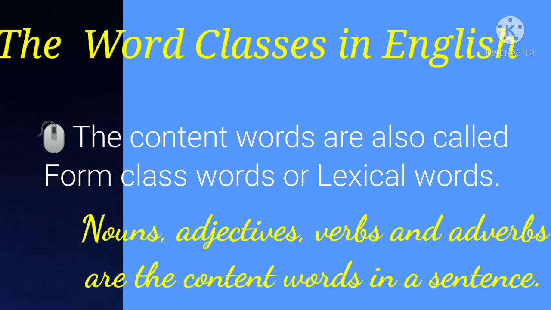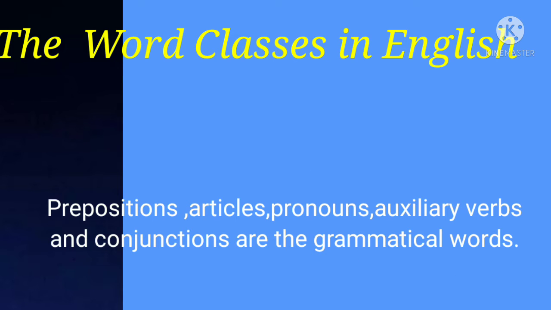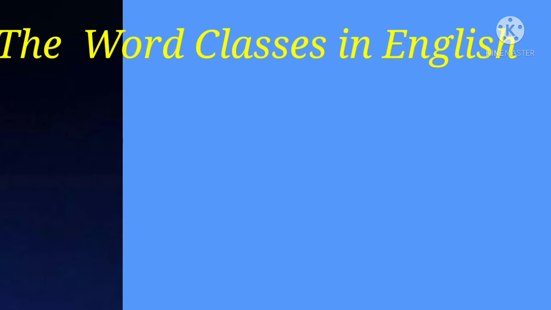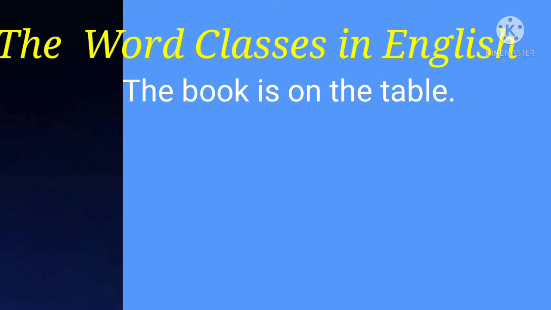Nouns, adjectives, verbs, and adverbs are the content words in a sentence. Prepositions, articles, pronouns, auxiliary verbs, and conjunctions are the grammatical words. For example, the book is on the table. In this sentence, we find both content words and grammatical words.